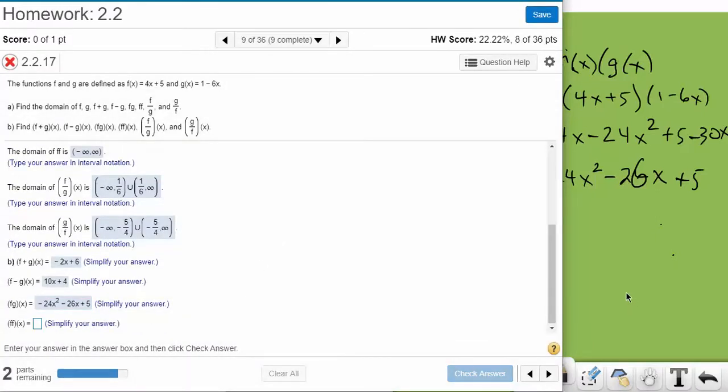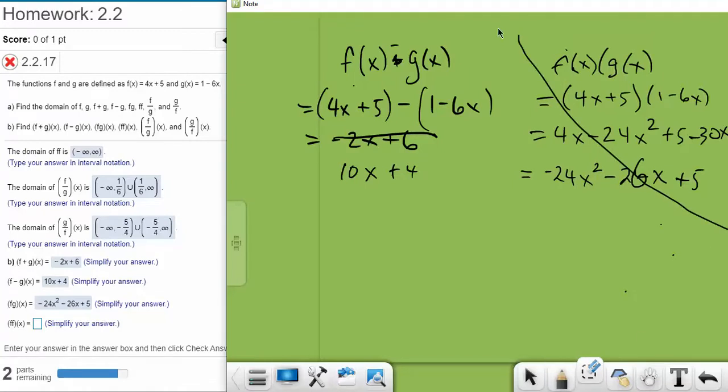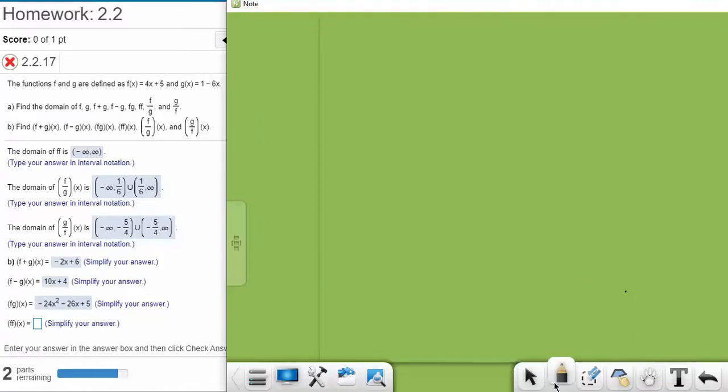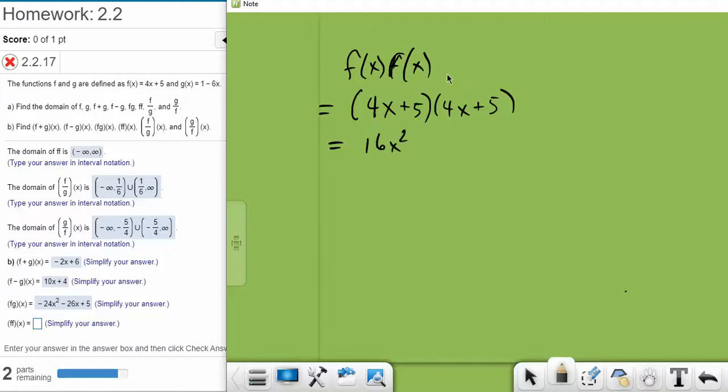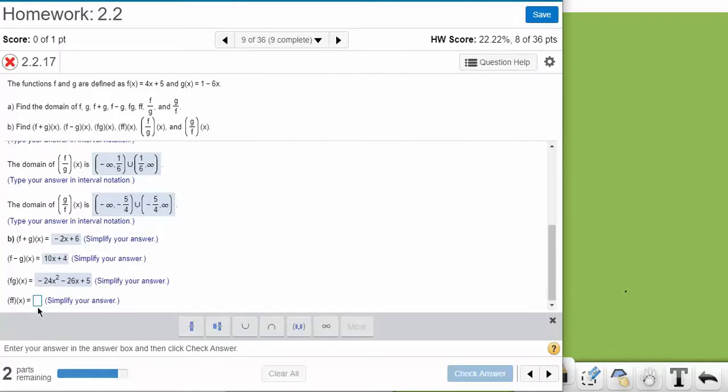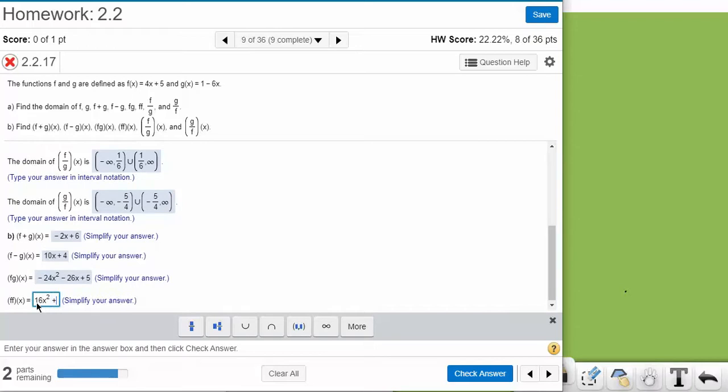Okay. Now f times f, oops. So f times f, so that's f of x times f of x. So that will be 4x plus 5 times 4x plus 5. Okay, hopefully you've learned the square formula, or you just FOIL it. So it'll be 16x squared plus 20x plus 20x is 40x. So that's two of them. And then 5 times 5 is 25. So we get 16x squared plus 40x plus 25.